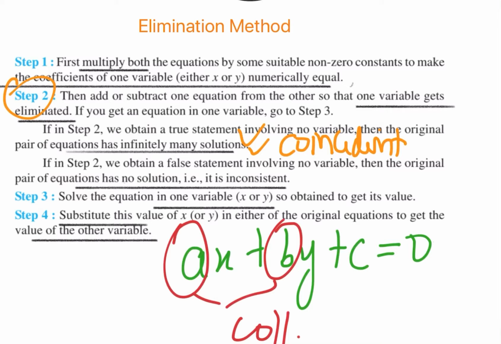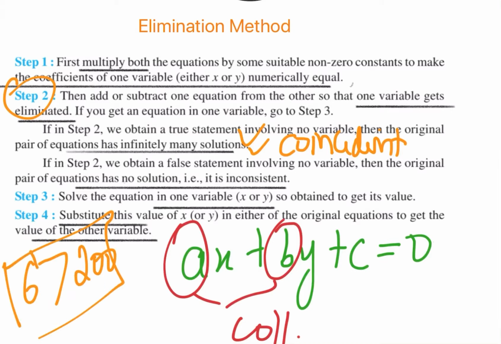Or in step 2, if you obtain a false statement involving no variable, a statement that is wrong, then the original pair of equations has no solution. There is no variable left and it's a false statement. False statement means it is not satisfying. Suppose I write this statement as 6 is more than 200. Is this a true statement? It's not, so it's a false statement. So if I get such a relation, then the original pair of equations has no solution.